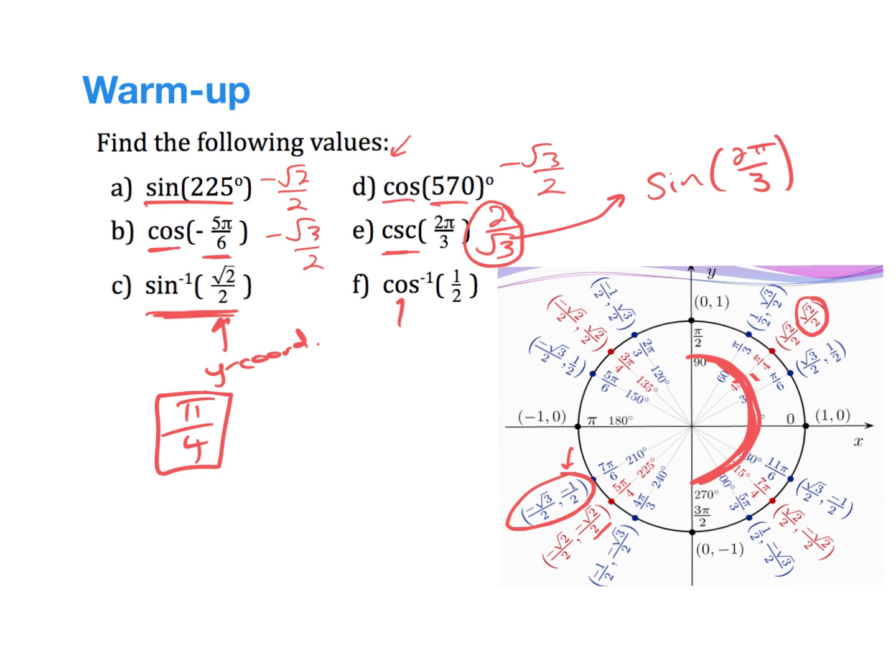So the cosine inverse here, that's the top half of the unit circle. That's the domain of cosine inverse. And so cosine, remember, is your x-coordinate. And so where on the top half of my unit circle is the x-coordinate positive a half? Well, if I look around the unit circle, it looks like it's right there at the pi over 3 mark. So pi over 3 would be my final answer for letter F.